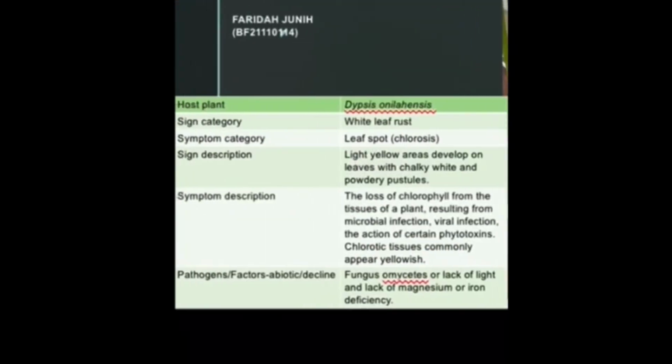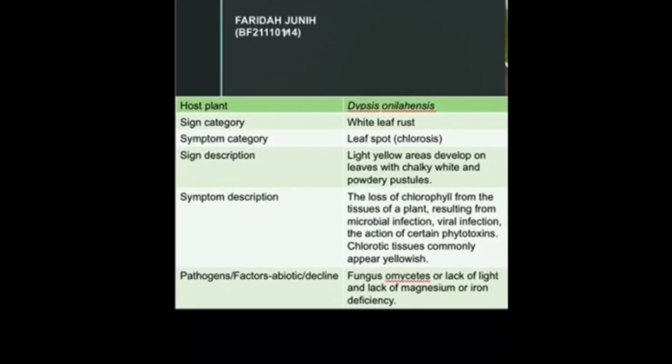The fourth host plant is Dypsis lutescens. This diseased plant has a sign category of white leaf rust, and the symptom category is leaf spot, which comes from the group chlorosis. The sign description is light yellow areas develop on leaves with chalky white and powdery pustules.